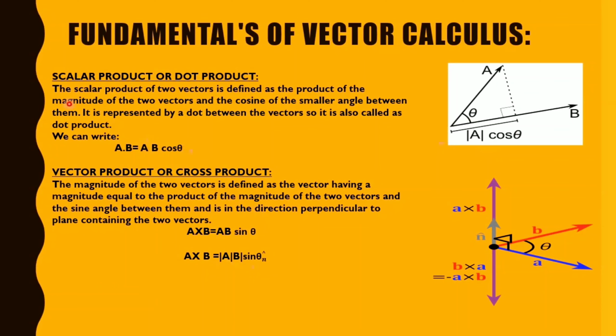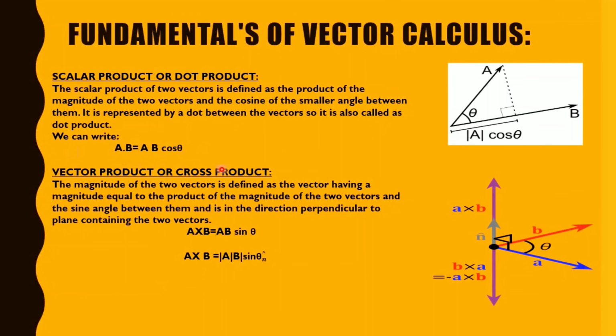How will you remember which is the scalar product? Cos theta has an O in it, so you can remember that cos and dot are similar, so it will be the dot product, and the opposite will be the sine product, with sin theta. It can be represented by a dot between the vectors, so it is called the dot product. So A dot B is equal to AB cos theta. This you have all already done. There is nothing new.